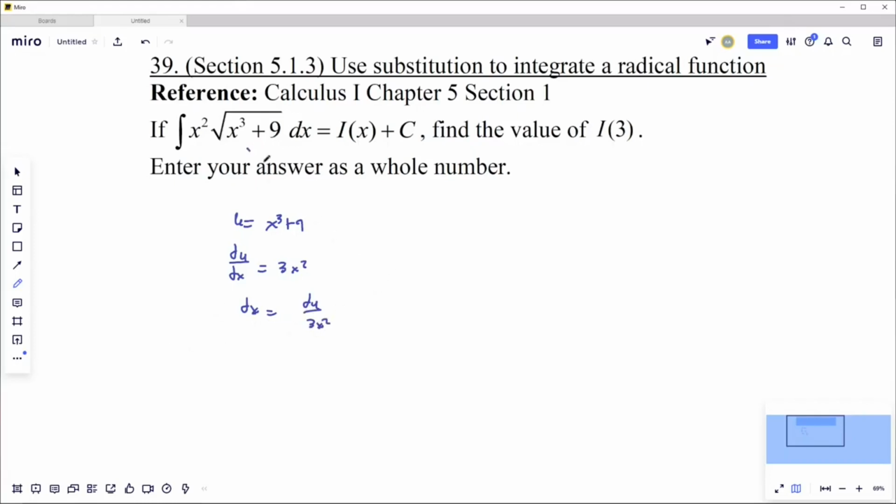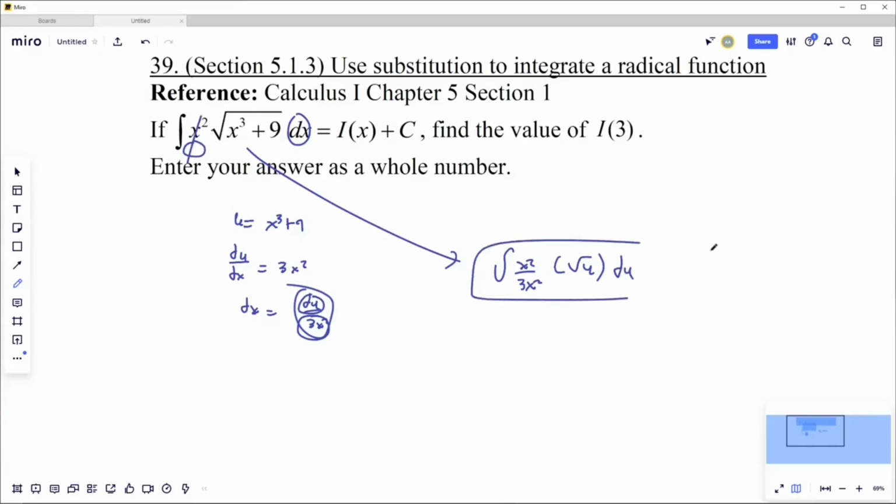And let's go back to the equation itself. So this becomes the integral of x squared over 3x squared times radical of u, because we said this is u, times du. All I did is take the denominator and put it there just to cancel those two immediately. You're left with the du. So let's keep on going. These cancel, so you get 1 over 3 integral of u to the half du.